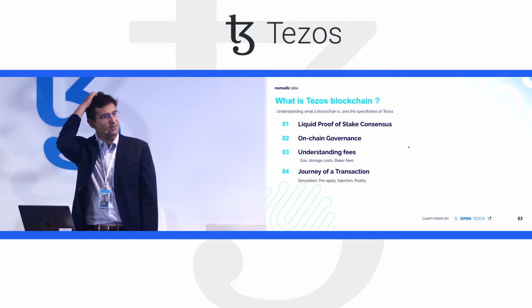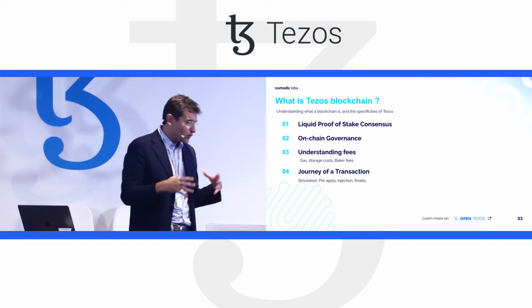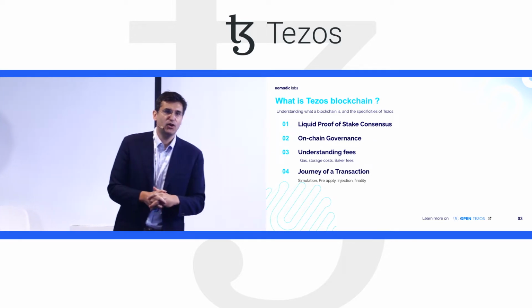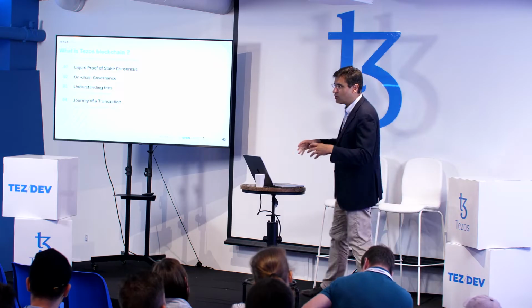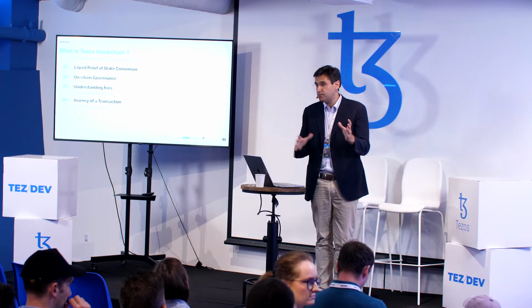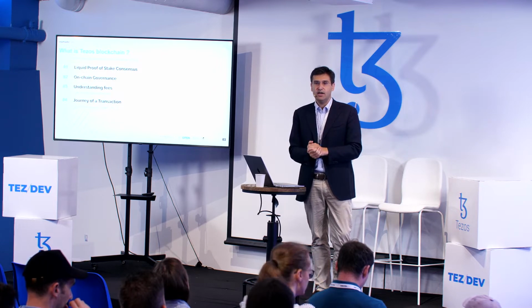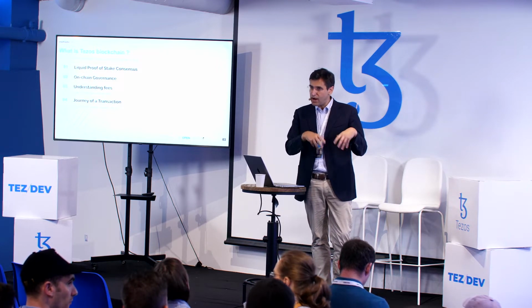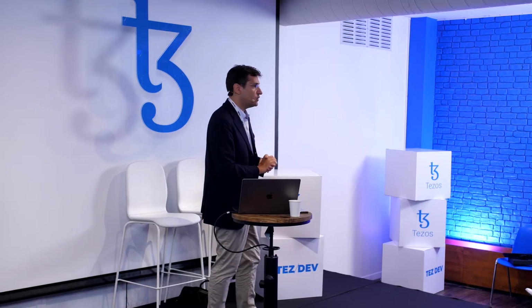Okay, so what is Tezos? What is a specificity? Maybe the first thing is you need at least to have a rough idea of the consensus that is applied on Tezos. The consensus is basically the rule that says who has the right to create a new block. That's the critical part of the blockchain. Roughly speaking, in Tezos, a block creator is called a baker, and the consensus is called liquid proof of stake.